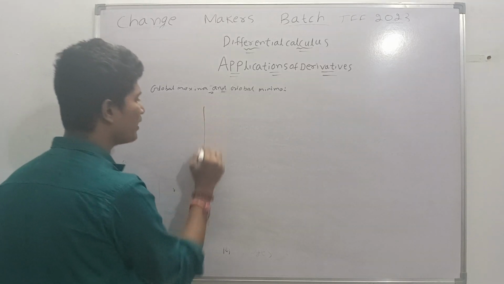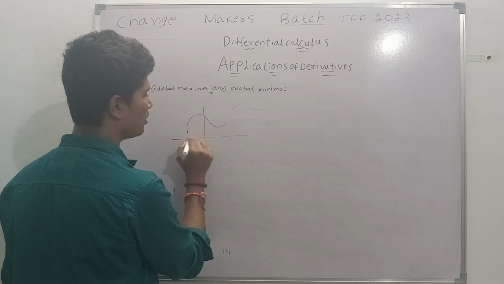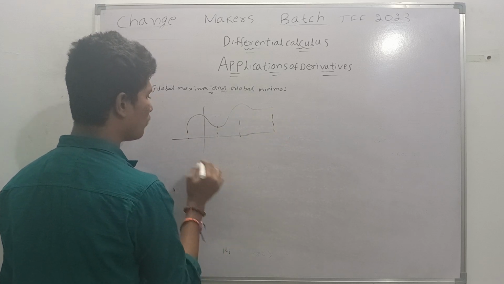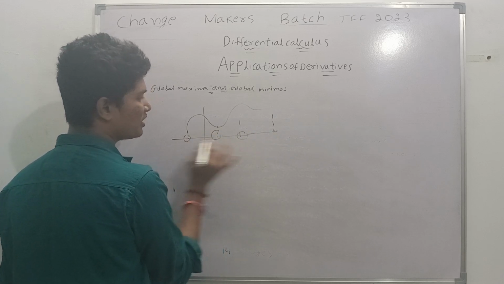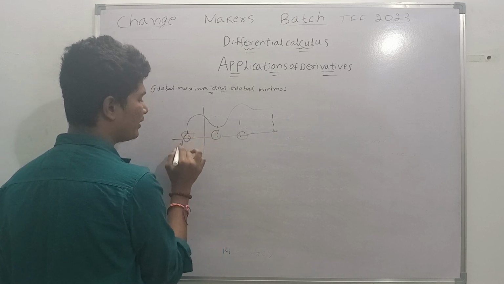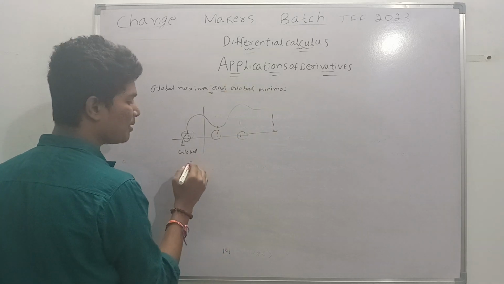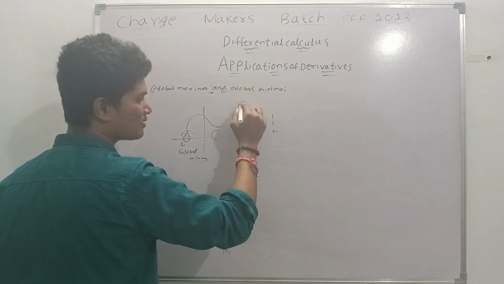I have already drawn a graph. That is, like this I have drawn some graph. If we observe these points, what conclusion will you get? The lowest point is here, so this is a global minima. Globally, what is the minimum value? This is. And globally, what is the maximum value? This is.